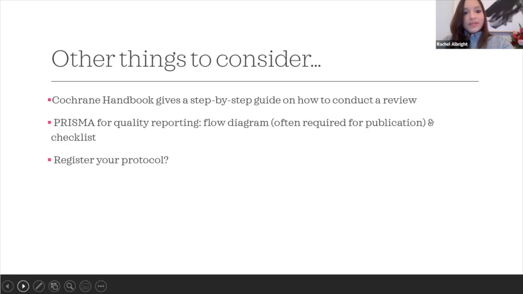And we're just going to skip to the end here. As promised, here is some information for anyone who's interested in going into a deeper dive. The Cochrane Handbook, really great guide, has a step-by-step guide on how to conduct a systematic review. It's like 100 pages long, but it's worth the read. PRISMA, one of the biggest guidelines for quality reporting for systematic reviews. There's a checklist. Go through that checklist. Make sure that you check off all those things. They also give you a template for a flow diagram. Beautiful. Use it. Flow diagrams are typically required for publication.